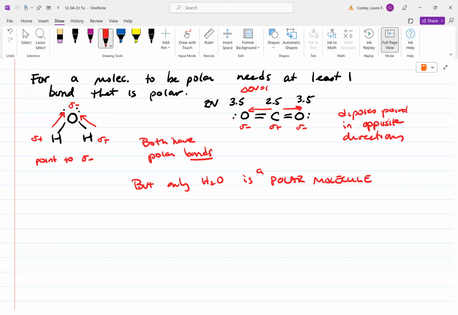Completely in opposite directions. And the strength of the dipole, which is how different the electronegativity is, that dipole is the same in both directions. So the dipoles cancel here.